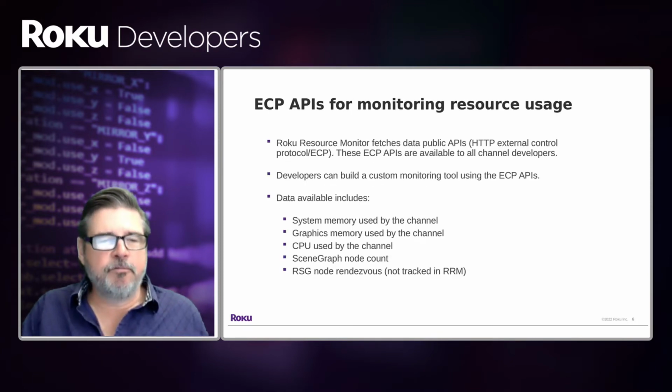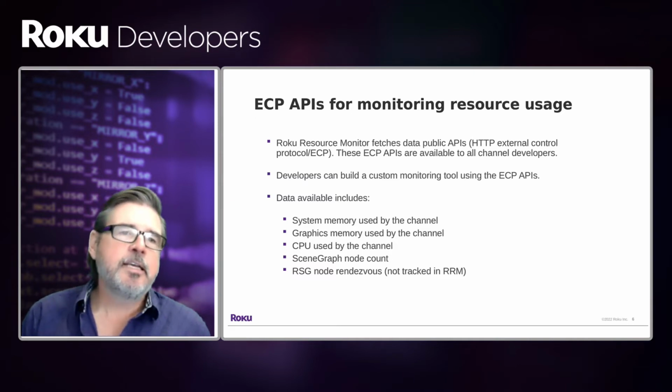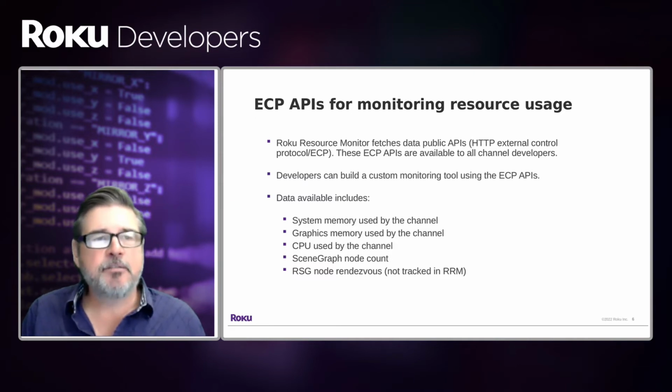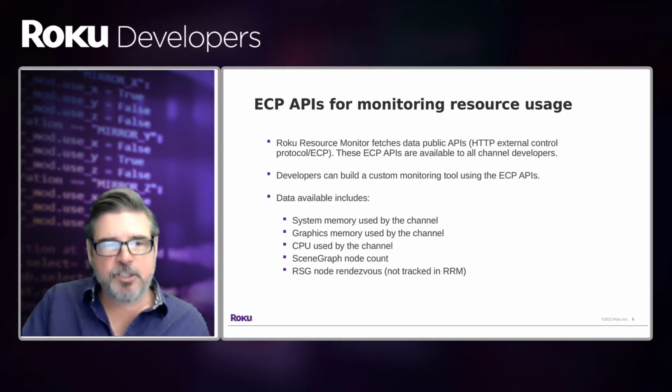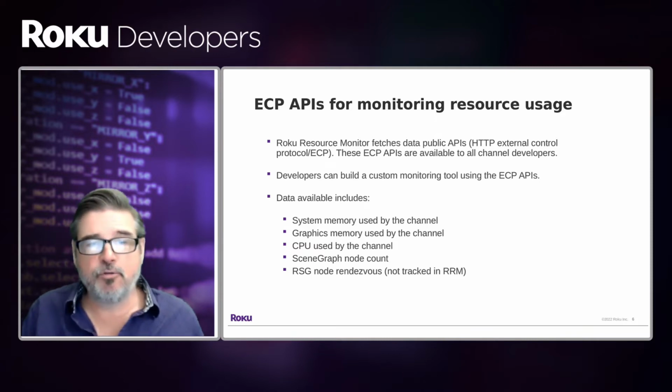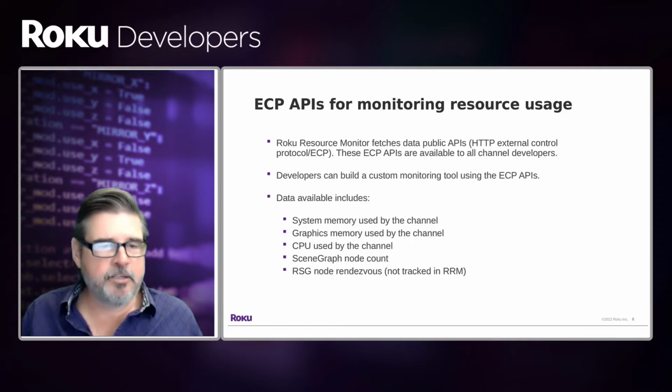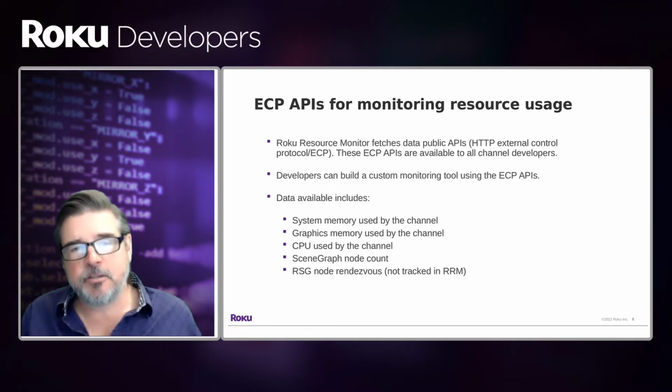So one of the things that we've done is that the data that's displayed in Roku Resource Monitor is actually available from the device via ECP APIs delivered via XML. So if you have existing tools, you can integrate some of this data into your tools, or you can write new tools if you want to monitor these pieces of data. All this data is available, and actually some additional data is available.